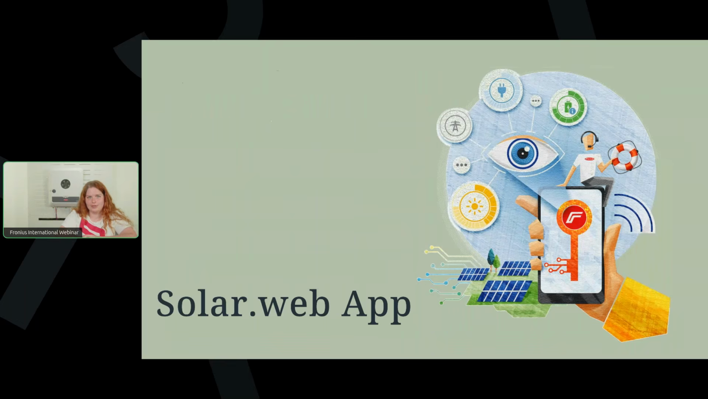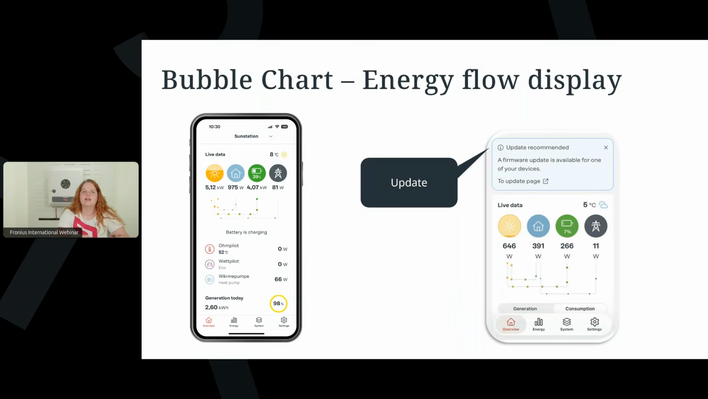But let's look at the Solar.web app. In the Solar.web app, when you open it and there is an update to be done, you will already see it. There is no way you will miss an update ever again if you use the Solar.web app, as it will be displayed at the very top of the overview page, and via a link it will guide you to the update to Solar.web, the browser version, where you will be able to do the update remotely.